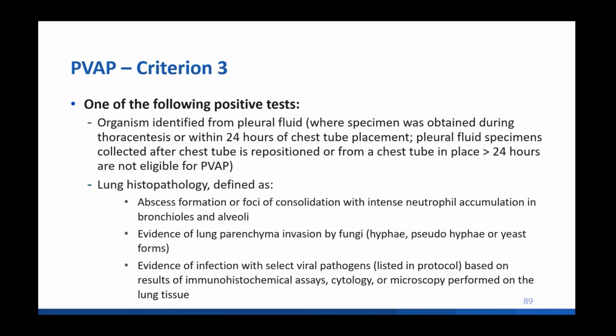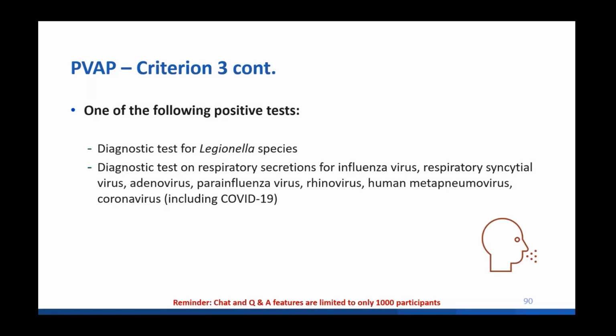And there are several tests that can be used to meet PVAP criterion 3. You may have an organism identified from pleural fluid when the specimen was obtained during thoracentesis or within 24 hours of chest tube placement. Positive lung histopathology, as defined below and in the protocol, may also be used. You may also use a positive diagnostic test for Legionella or a positive diagnostic test on the respiratory secretions for the following respiratory viruses to meet PVAP criterion 3.